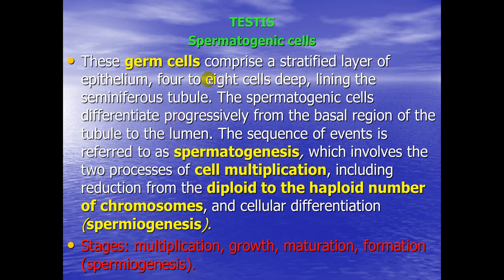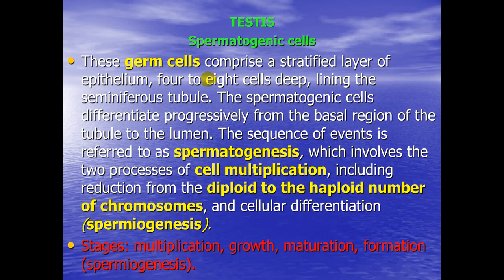So now let's talk about the process named spermatogenesis. The germ cells comprise a stratified layer of epithelium 4 to 8 cells deep, lining the seminiferous tubules. The spermatogenic cells differentiate progressively from the basal region of the tubule to the lumen.